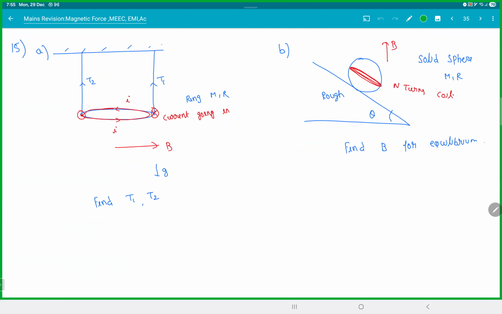15a, we did this before, but let's do it again. Let's see how much you remember. We have a ring there, mass and radius are given, current is flowing, T1, T2. Find T1, T2, there's a magnetic field. Second thing, there's a solid sphere, you kept n turns and you kept it on a rough incline, magnetic field is there, gravity is there. Find B for equilibrium. Now I can ask you to find the frictional force, a lot of stuff.